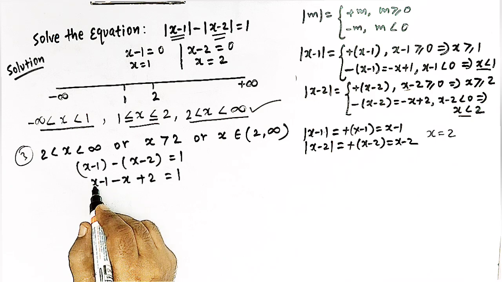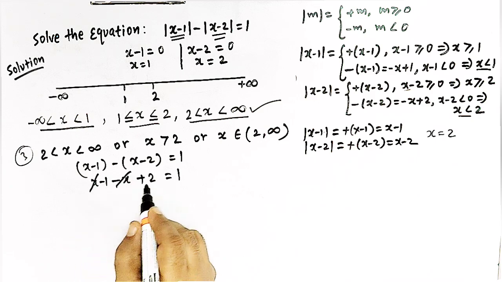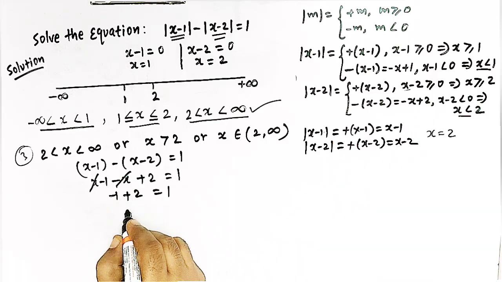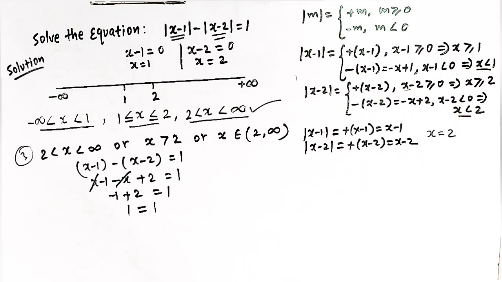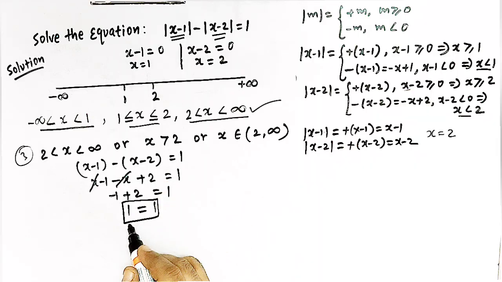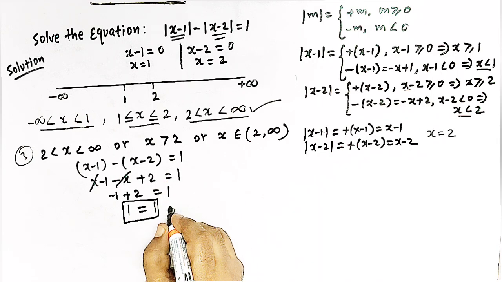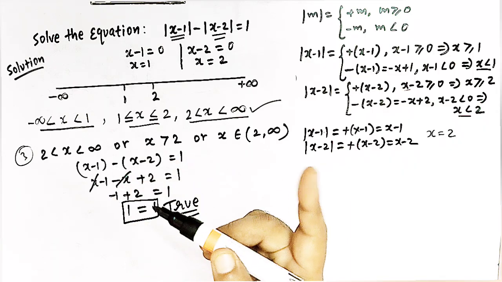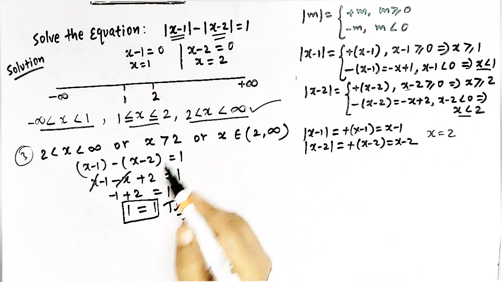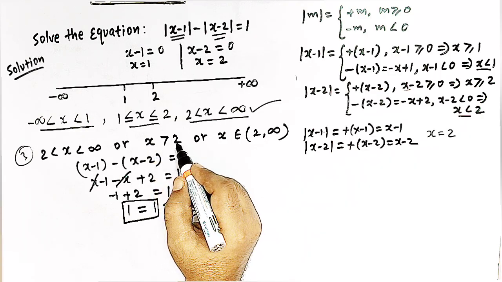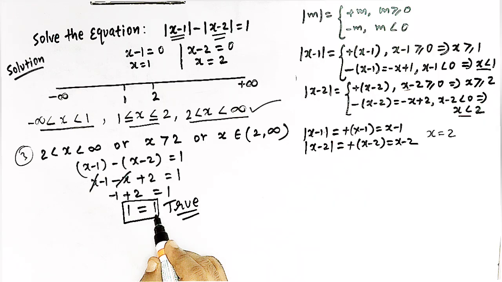So now here x and x get cancelled and we have 2 minus 1. So we have minus 1 plus 2. Here we have 1. 2 minus 1 is equal to 1. That is equal to 1. So here when we take x greater than 2, then we have 1 is equal to 1, which is a true statement, right? So for every value of x which is greater than 2, we have the equality, that is 1 is equal to 1. So for all x greater than 2, we have 1 is equal to 1.